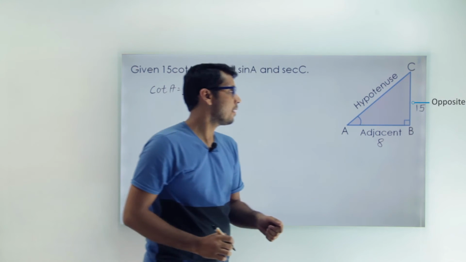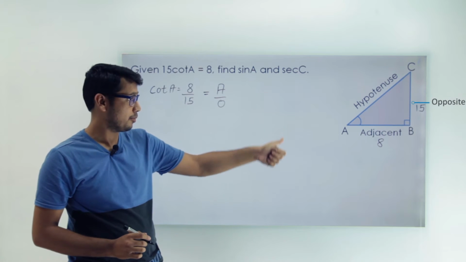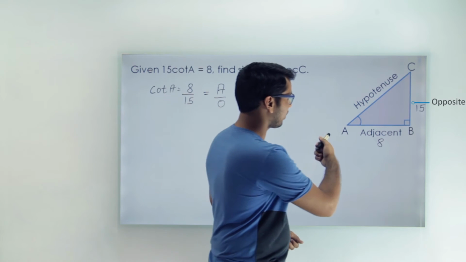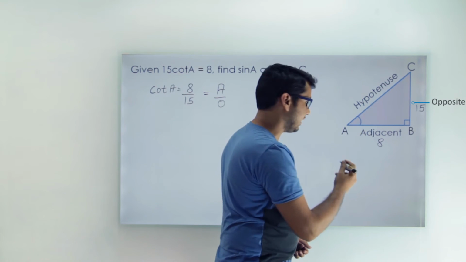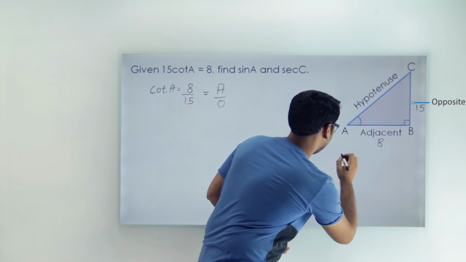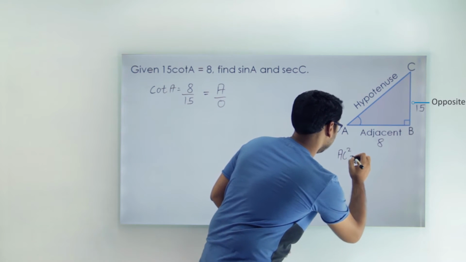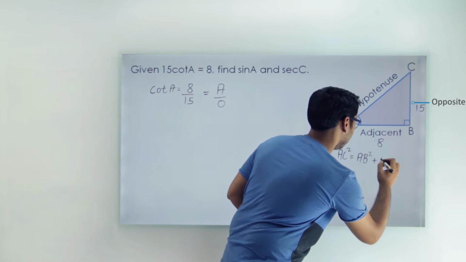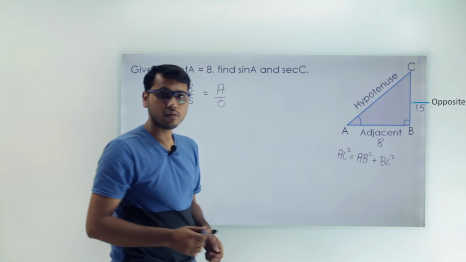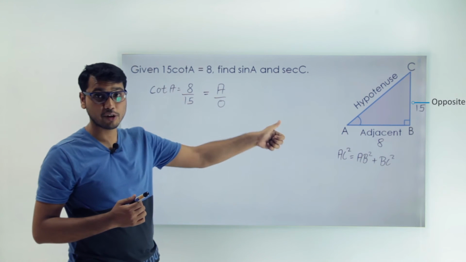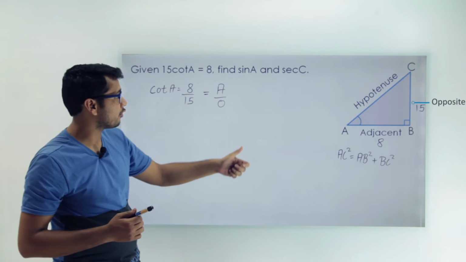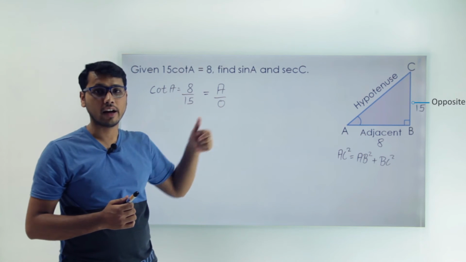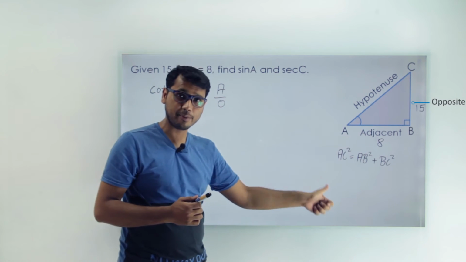Now can you find the value of AC, the hypotenuse? How can we find that? By using the Pythagoras theorem in triangle ABC. Let's apply it. The Pythagoras theorem says that AC square is equal to AB square plus BC square. And can you tell me why we are finding the value of the hypotenuse here? Because we have to find the value of sin A and sec C, and in both the values we need the hypotenuse. So let's find the value of the hypotenuse first.